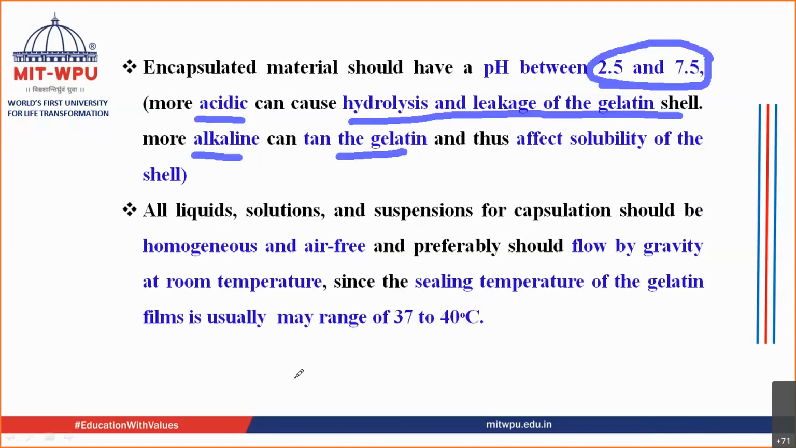Next thing that you have to remember is that whatever liquid, solution or suspension you are packing should be flowable. It should be flowable by gravity, because that is how the packing is done. You form one shell of soft gelatin capsule, you form a second shell, and then you fill. You are going to see the manufacturing procedure, and then you fill the material. So you have these two films of soft gelatin capsule, and the material comes.